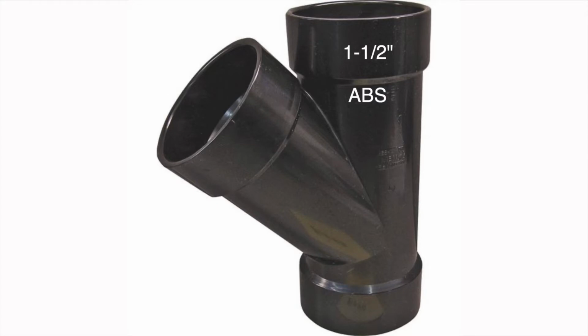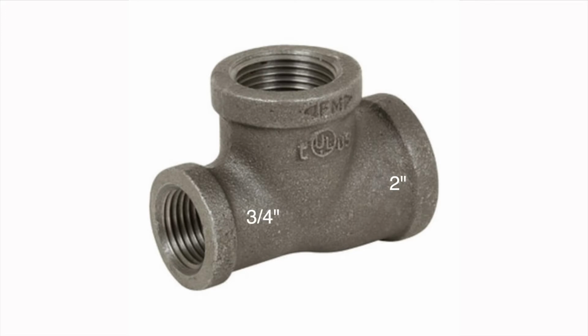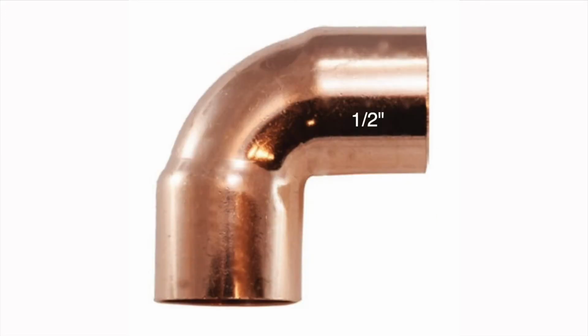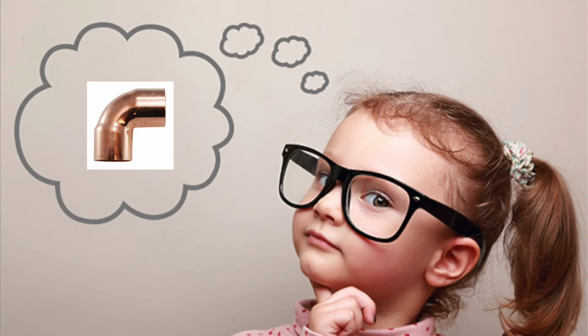1.5 ABS Y. 2 by 3/4 by 2 black T. All right, on this one, the size is 1/2 inch. What's the rest of the puzzle? Copper 90, right on. Now, I know that seems very remedial and very basic, but there was a time in my life I could not have given you that answer. Hearing it now, yeah, I get it, but that's the whole idea. We're trying to say it so that it makes sense.